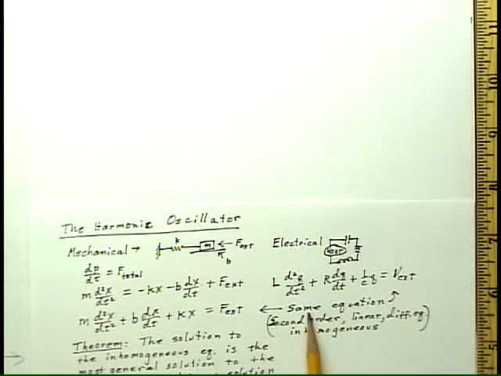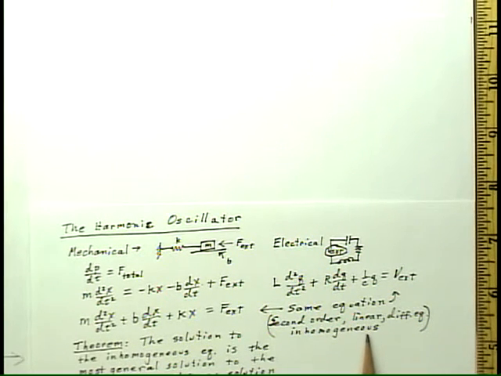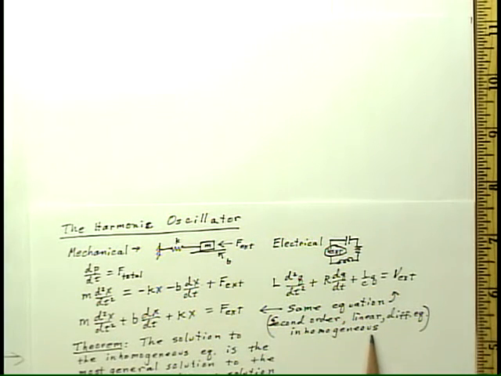We note that this is exactly the same equation that we have with the harmonic oscillator. It is a second-order linear differential equation, and if this term, V external or F external, is not equal to 0, it is inhomogeneous. If those terms are 0, it is a second-order linear homogeneous differential equation.